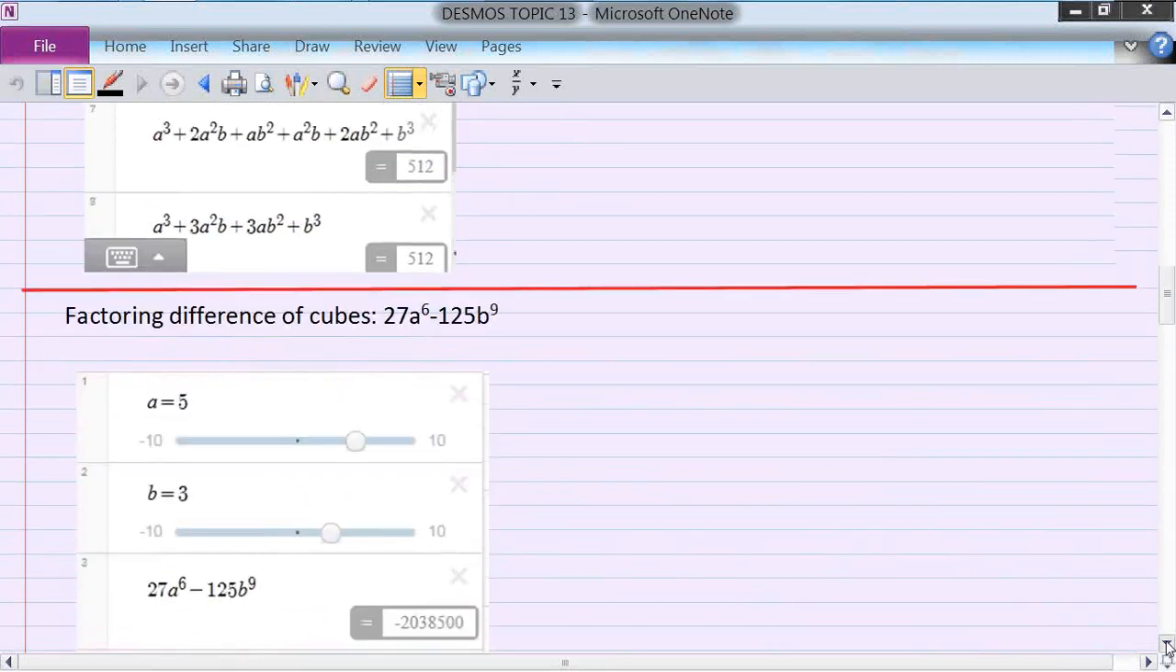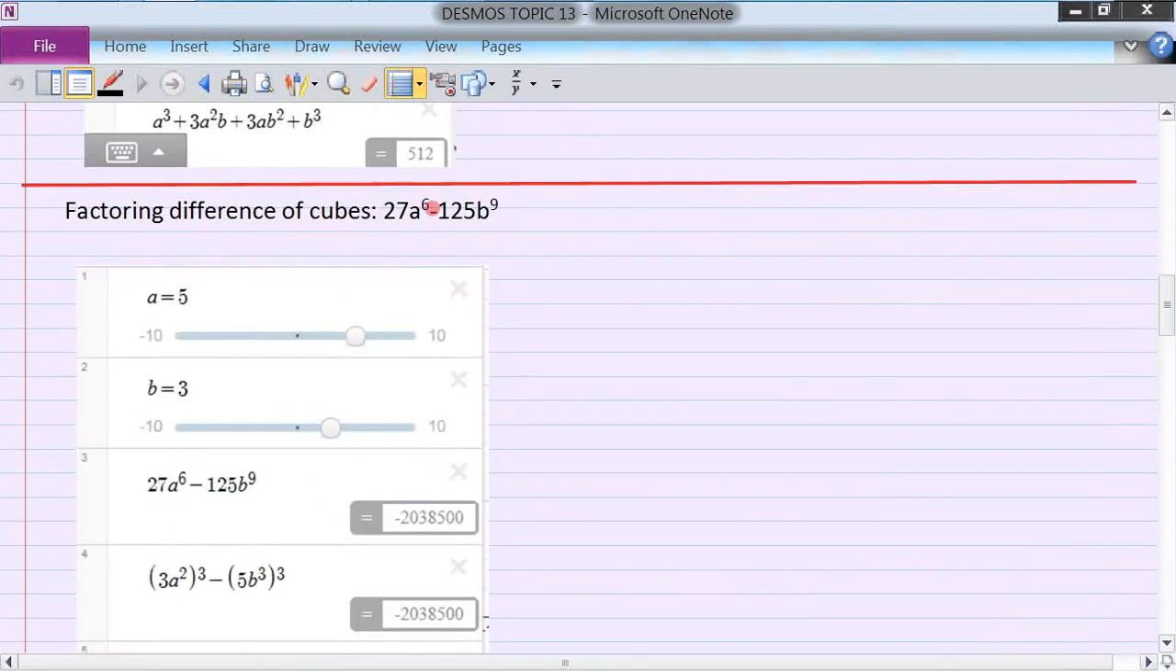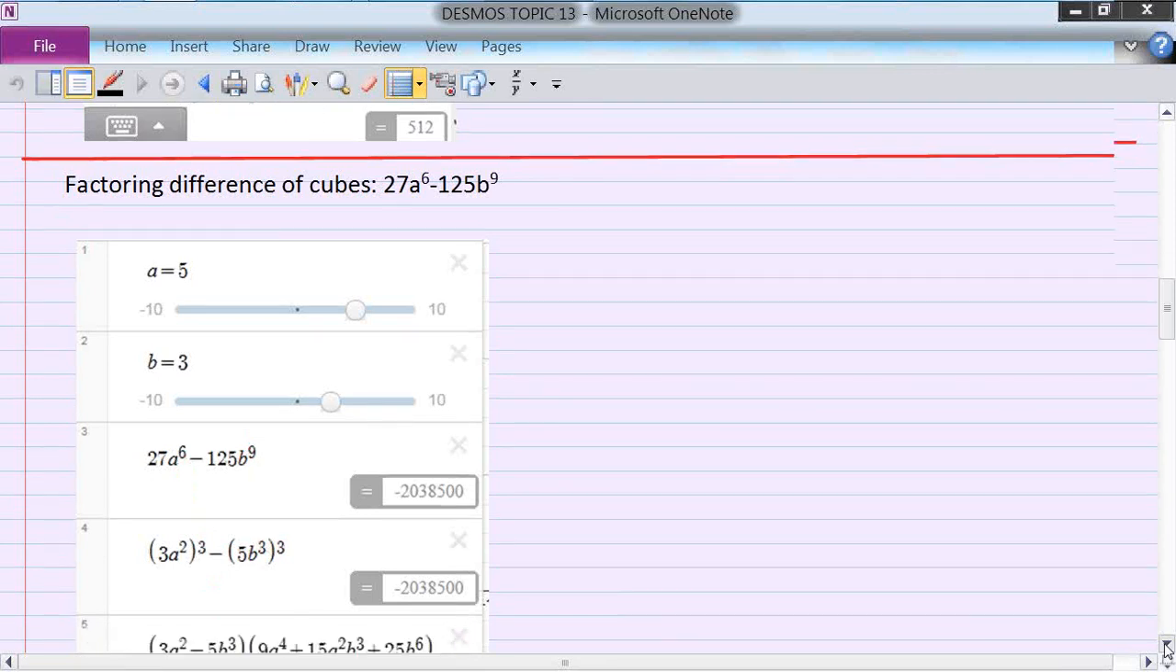So, factoring a difference of cubes. Here, if I take this, I can rewrite 27 as 3 cubed, and the a to the 6 I can write as a squared times cubed here. So the 2 times 3 is the power rule. Instead of 125 I can write 5 cubed, and now the b is 3 times 3, b to the 9th. So these two expressions are identical.